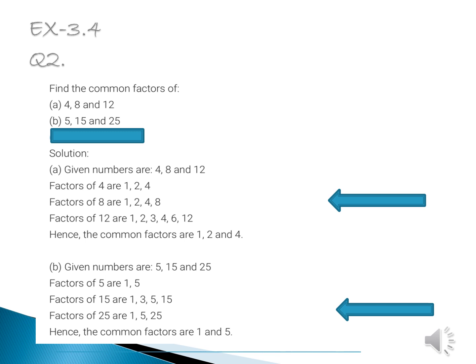B part, finding the common factors of 5, 15 and 25. So the factors of 5 are 1 and 5. Factors of 15 are 1, 3, 5 and 15. There is no other number which divides 15. Factors of 25 are 1, 5 and 25. So the common factors are 1 and 5.